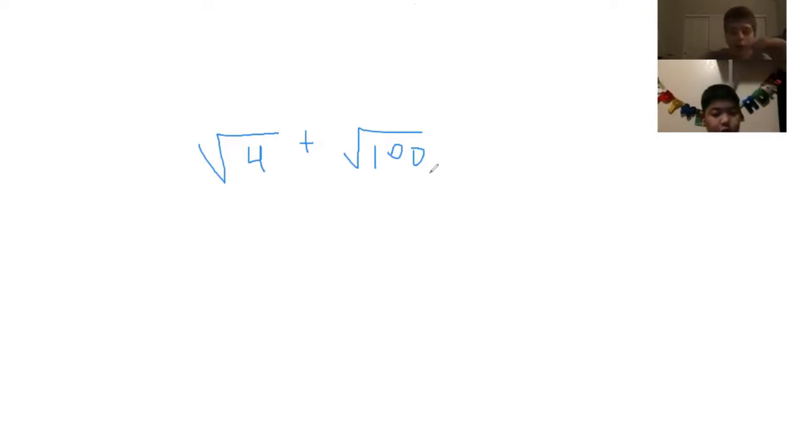Twelve. And how did you get that? So first the square root of 4 is 2, and then the square root of 100 is 10, so I added them together. Exactly. Good job.